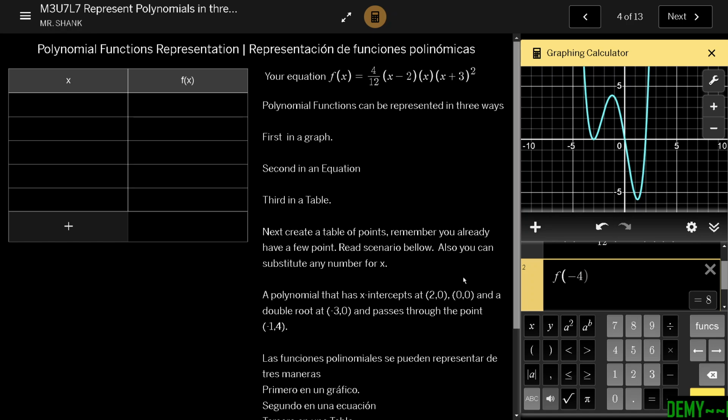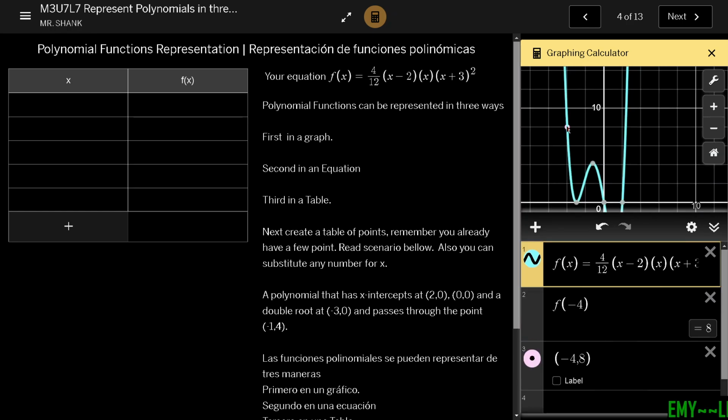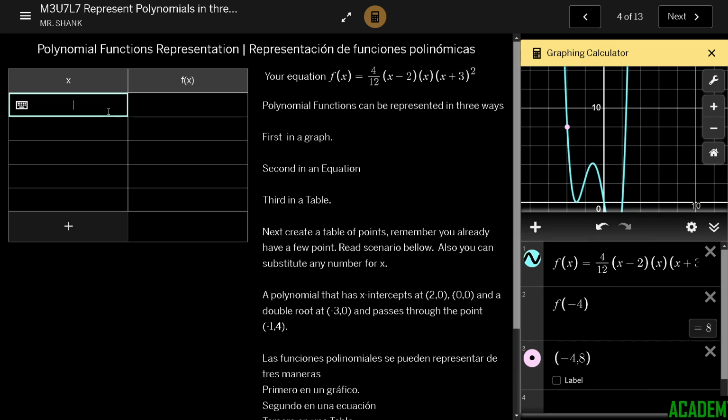So notice it's not one of the additional points, but it is a point on our graph. Again, that creates the ordered pair negative 4, comma 8. I can find it on my graph. Notice how that curve goes directly through that point. So I can just make a list of ordered pairs. So let's make a list here.